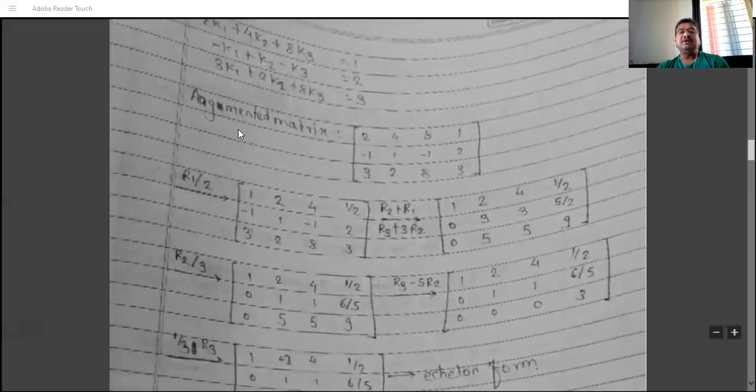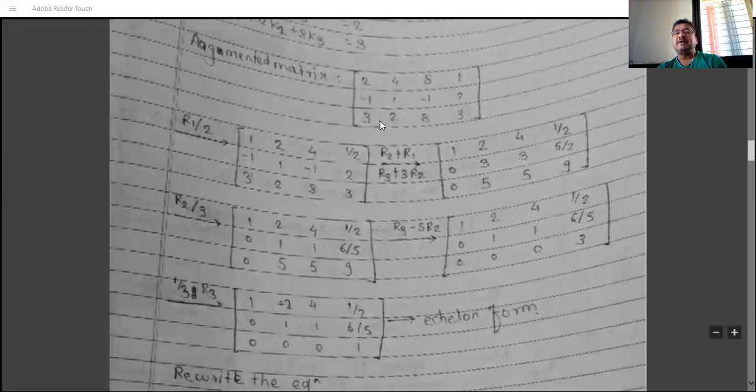And then compare the LHS and RHS. What do we have? Therefore, we have 2k1 + 4k2 + 8k3 = 1, then -k1 + k2 - k3 = 2, and 3k1 + 2k2 + 8k3 = 3. So we have to solve these three equations, that is this system, and we have to find the values of k1, k2, k3. So form the augmented matrix.